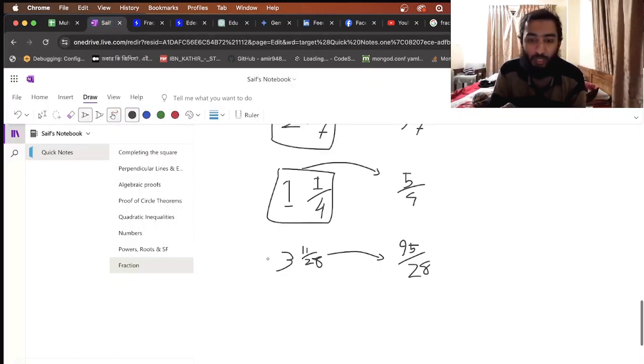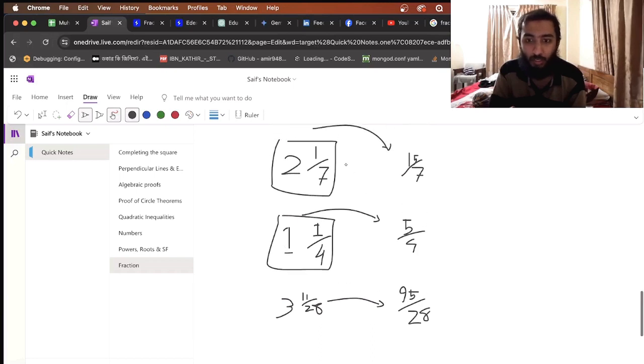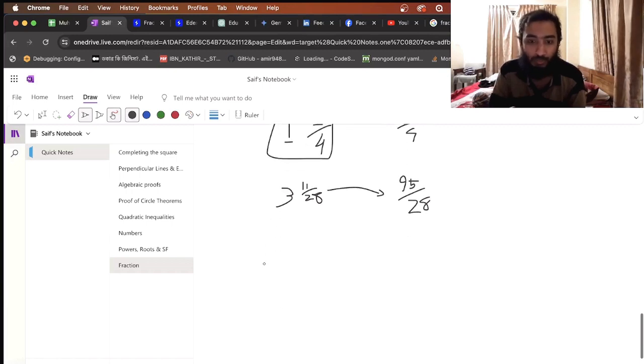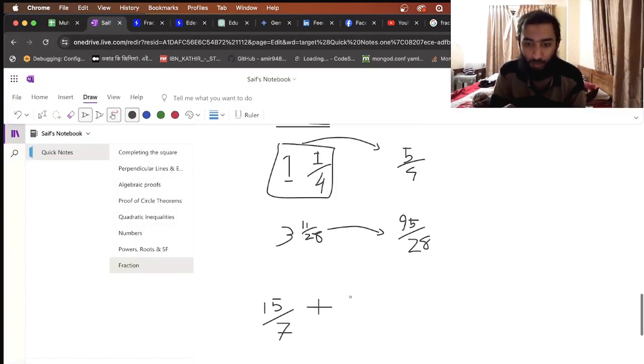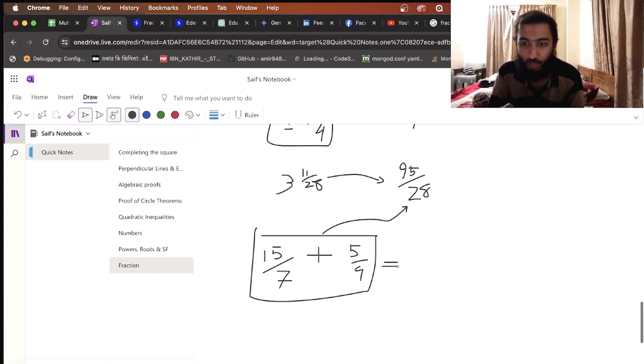Now the first fractional number's representation in the original form is 15/7, plus the 1 1/4 represented as 5/4. This addition is supposed to equal 95/28. So let's see if it actually equals 95/28.